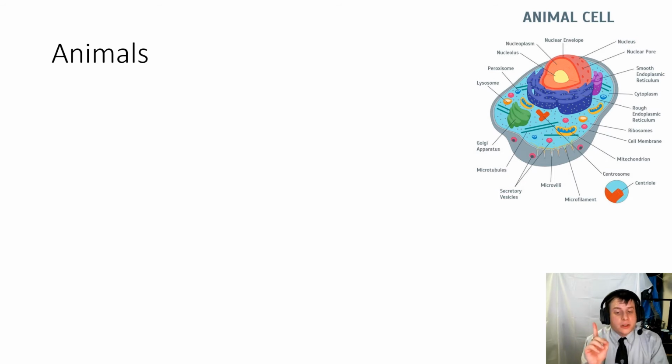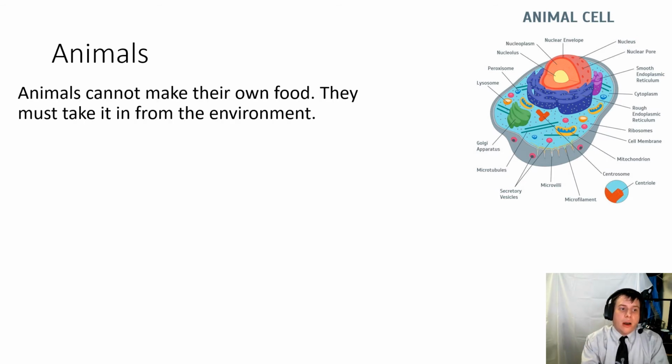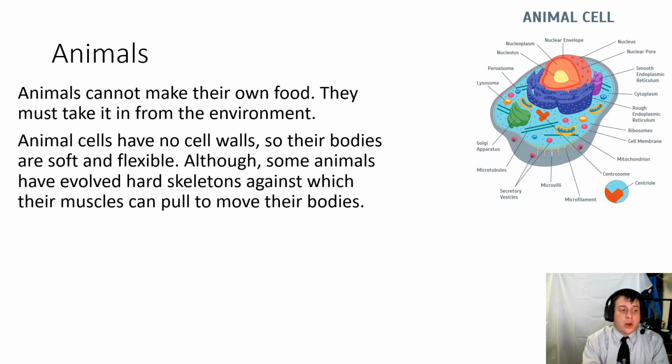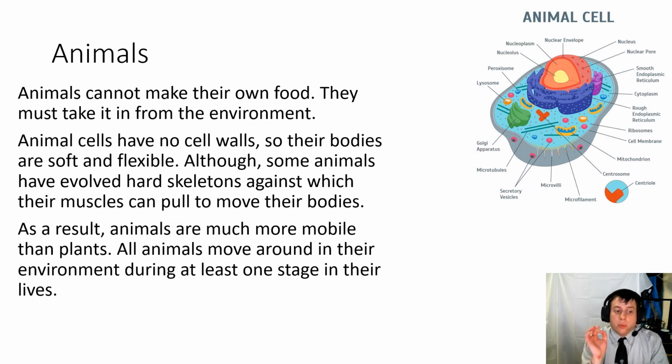But here's the thing. Animals can't make their own food. Protists sometimes can. Plants can. They have to take their food from the environment. And animal cells, while they don't have cell walls, they do form structures. And in addition to that, they're more mobile. So almost all animals are mobile in at least one stage of their life. And all animals are multicellular. Every animal on Earth is multicellular. Part of the requirement for being an animal is being multicellular.